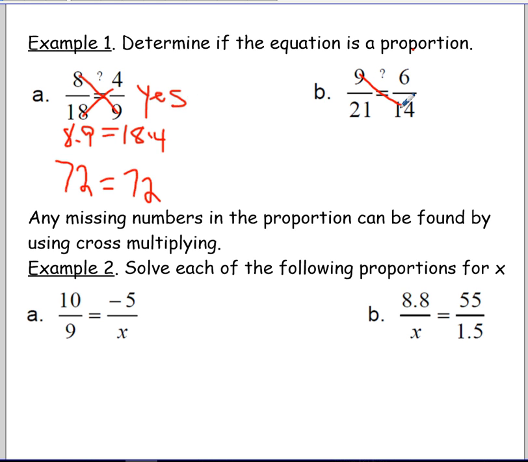We have 9/21 is equal to 6/14. Is that true or not? Let's see. 9 times 14 will be the same amount as 6 times 21. And if that's true, then it is a proportion. So let's look at the math. 9 times 14 is 126. And 6 times 21 is also 126. So yes, this is another true proportion.